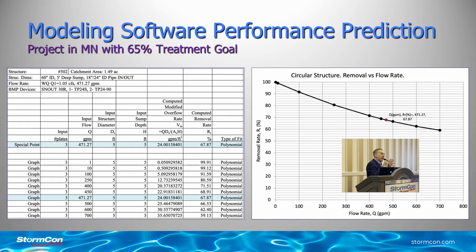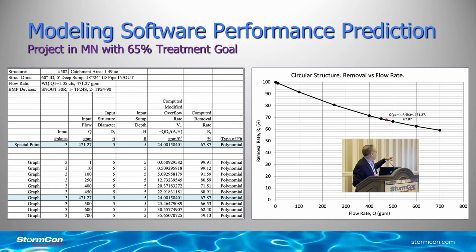So we'll go in and start tweaking those numbers and look at what happens when we vary the sump depth, for instance, when we vary the structure ID. All of those different parameters are affecting the storage volume in the structure.